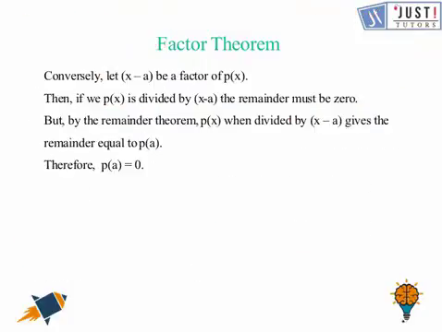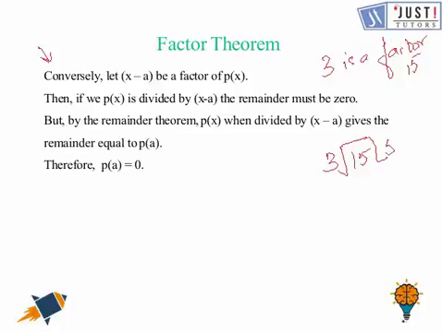Now we move ahead and we're going to prove the converse of the theorem. So now we'll take that x minus a is a factor of p(x). Then if p(x) is divided by x minus a, the remainder must be 0, because x minus a is a factor of p(x). For example, 3 is a factor of 15. So if we divide 15 by 3, we get 5, and the remainder is 0.